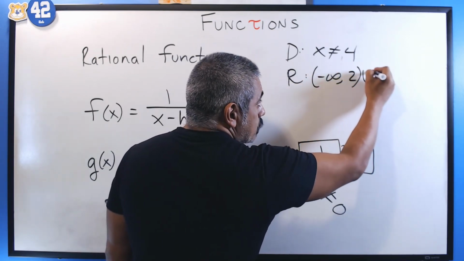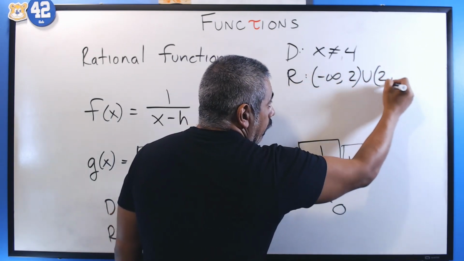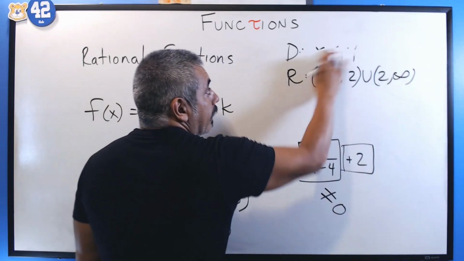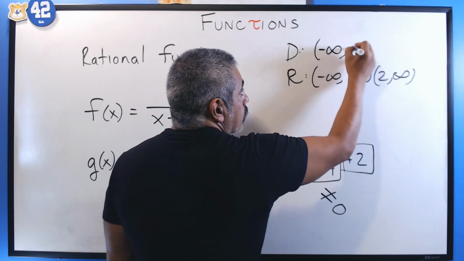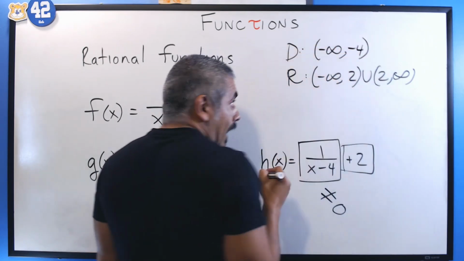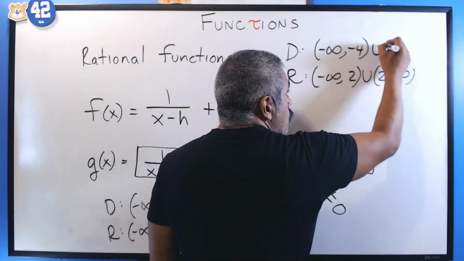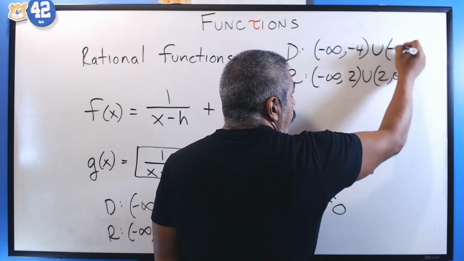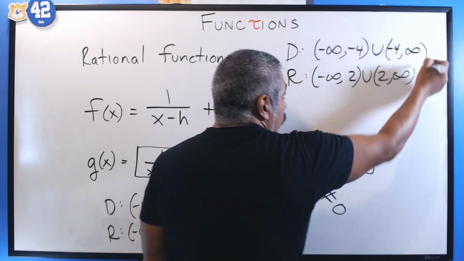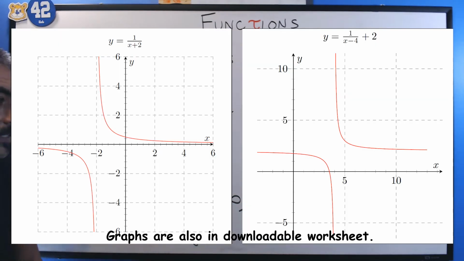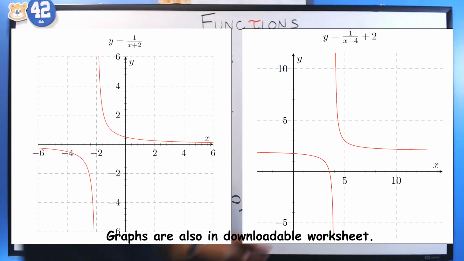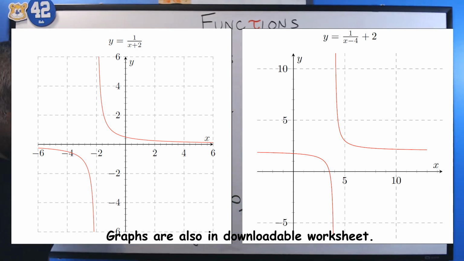We're going to skip 2, and we're going to go all the way to positive infinity after that. And let's fix the domain. Starts at negative infinity, stops at 4 without including 4, jumps, and then starts at negative 4 again, and goes all the way to infinity. And if we look at the graphs of these two functions, we could see that the breaks happen exactly where the horizontal and the vertical asymptotes happen.